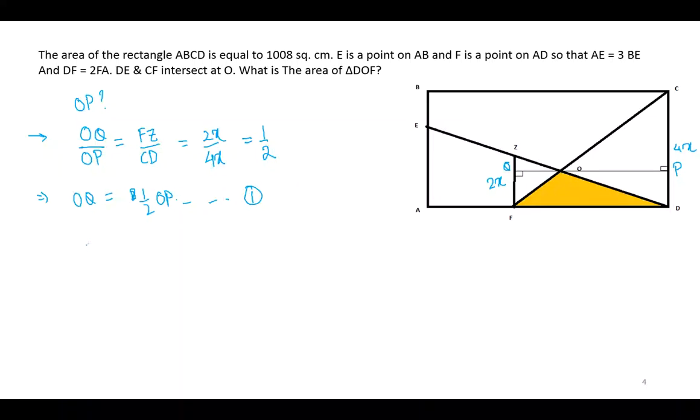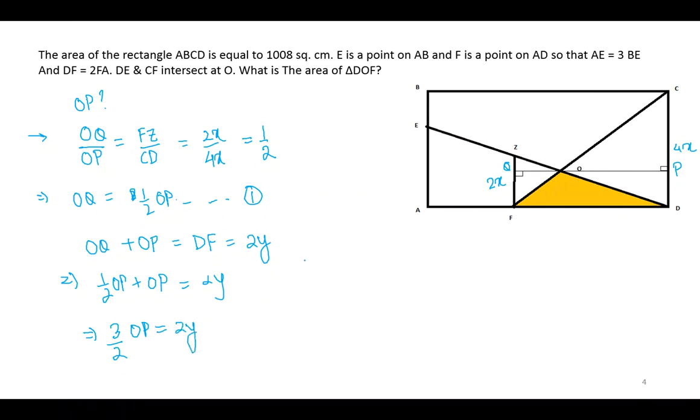Another thing that you can notice is OQ plus OP is equal to DF, which is nothing but 2y. If I put the value of OQ as half OP, I get half OP plus OP is equal to 2y. I get 3 by 2 OP is equal to 2y, which means I get OP as 4 by 3 y.